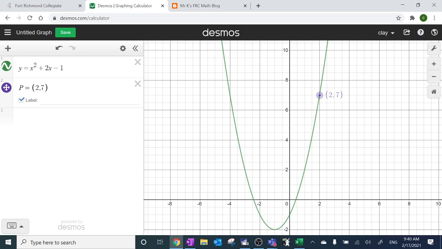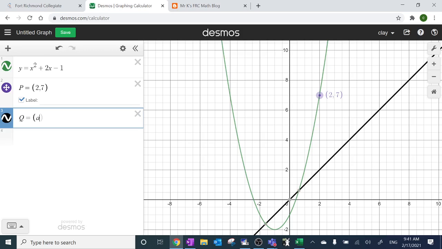Okay. Now, I want a point Q that I can move around. So how do I make a point that I can move? Well, I can't use specific numbers. So for point Q, I am going to say I want Q to be some number. I'll use A. I've already got an X and I've already got a Y, so I have to pick a different letter. So I'll pick A.